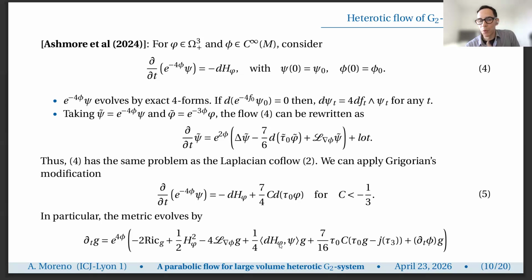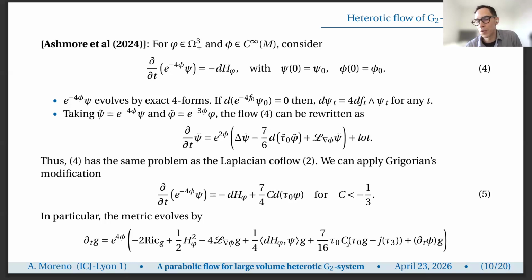And as was remarked by Beatrice at the beginning, you will have this scalar curvature term, which is basically the inner product of dh phi with psi. You can try to kill this term, for instance, by taking some particular evolution of the dilaton. But the problem is that this middle term will always be non-diagonal, so you can never take out this term in order to get some evolution by generalized Ricci flow.